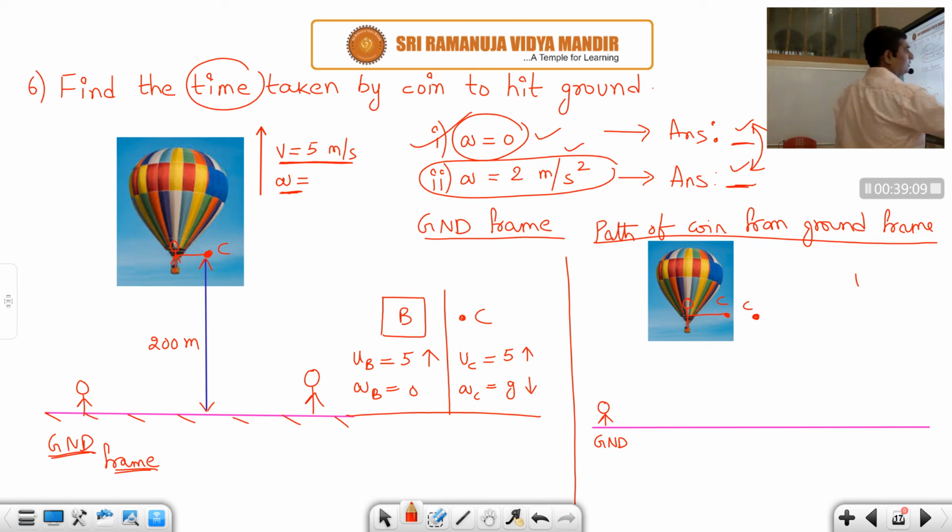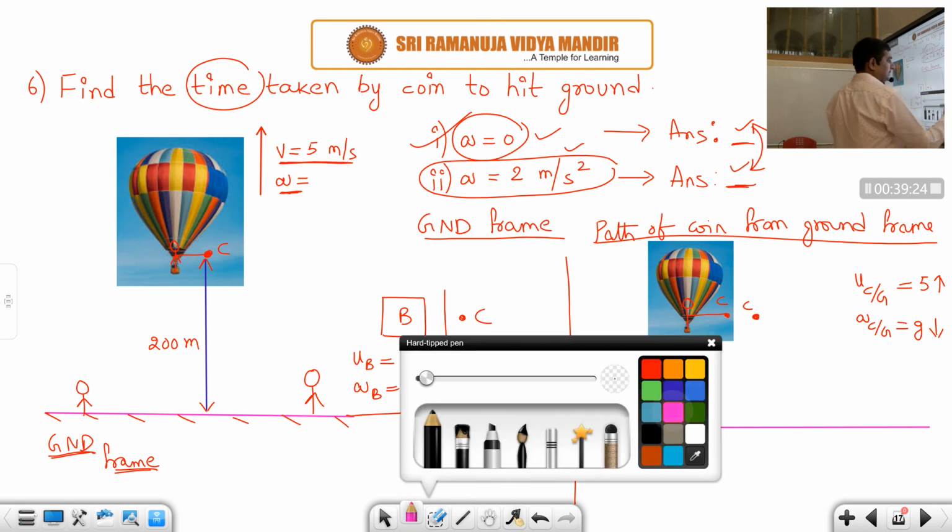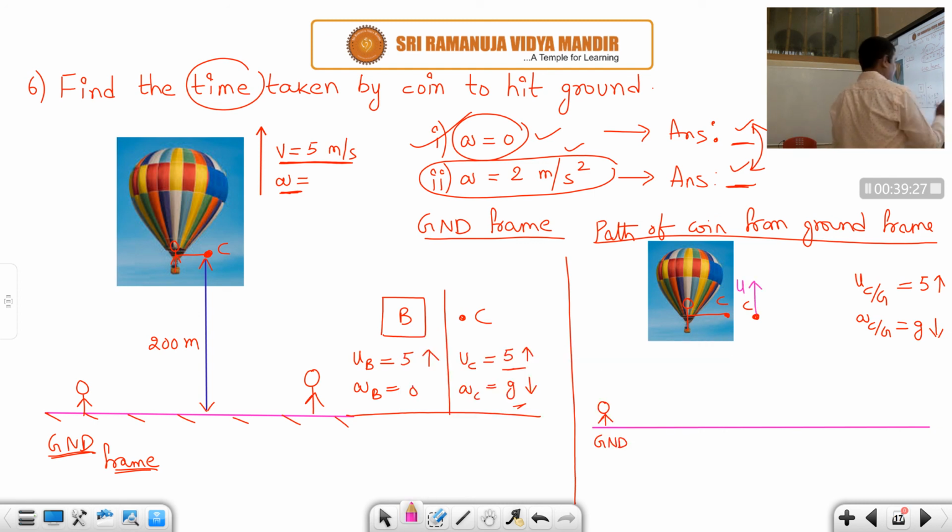So first I have to see what is the velocity of the coin from the ground frame, and what is the acceleration of the coin from the ground frame. The velocity is 5 upwards. The acceleration of the coin from the ground frame is g downwards. So basically it has velocity upwards and acceleration downwards. So what will happen, students? It will follow this path upwards like this, and then after some time it will fall like this. This is the path.